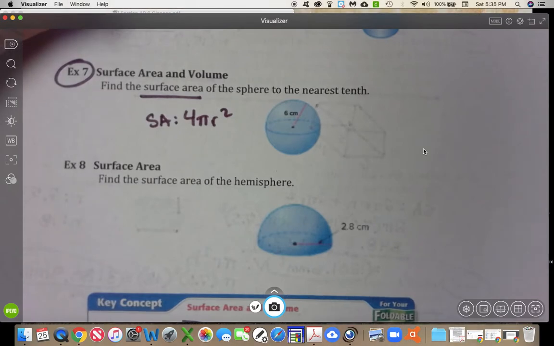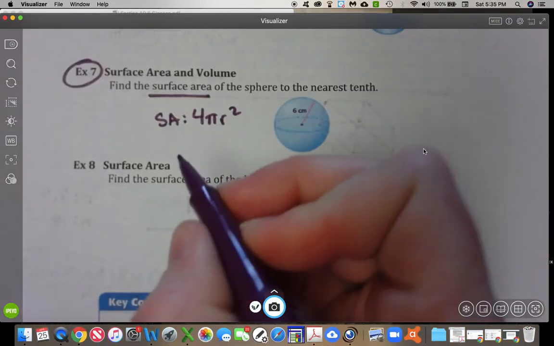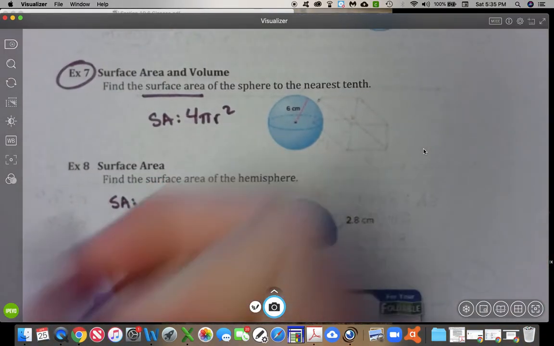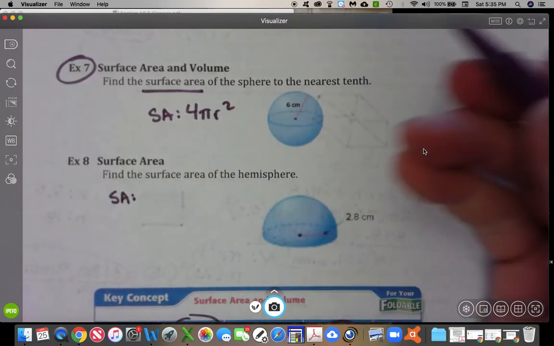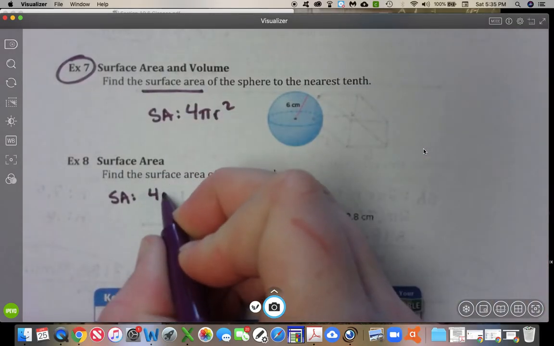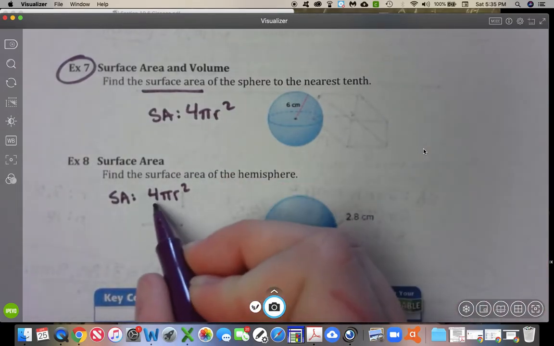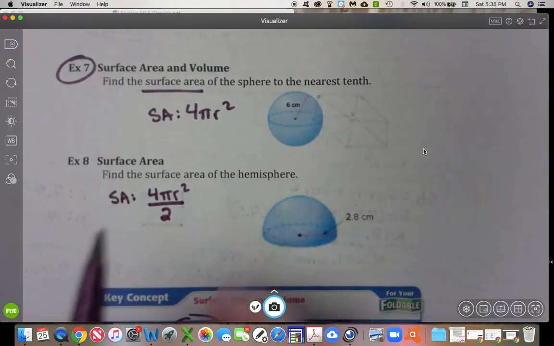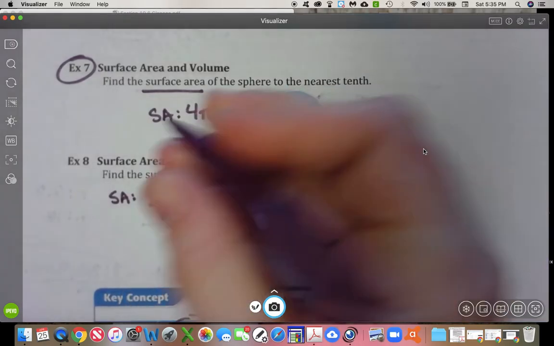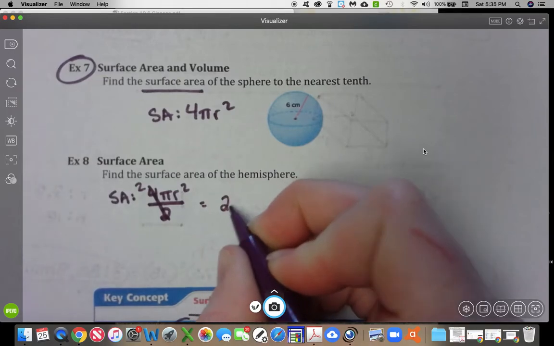I'm going to go ahead and do example 8. So surface area of this hemisphere. This one's a little bit trickier. The surface area of a sphere, just like the one that you just did, was 4 pi radius squared, but since we're doing a hemisphere, that's only half of it. So I'm going to divide that by 2 to get just this hemisphere. 4 divided by 2 is just 2, so I'm only doing 2 pi radius squared in that case.